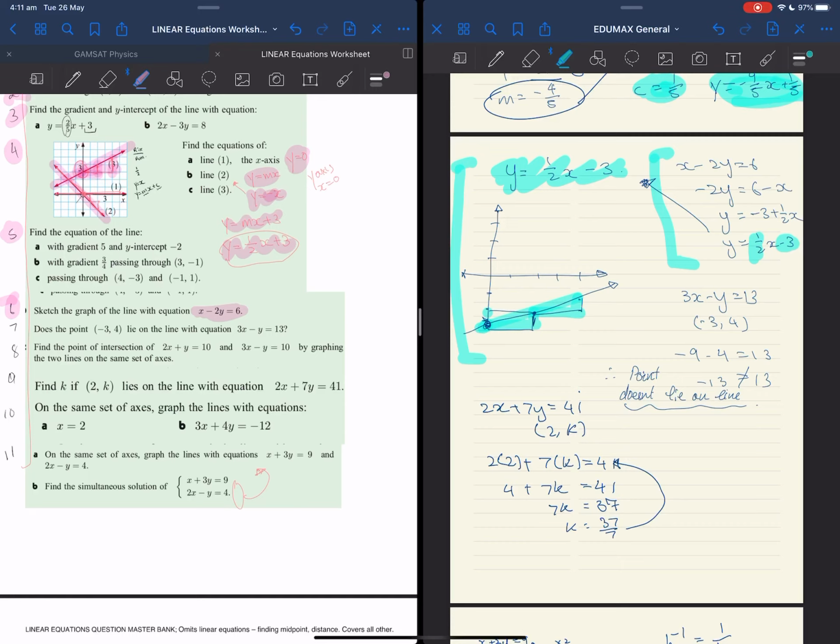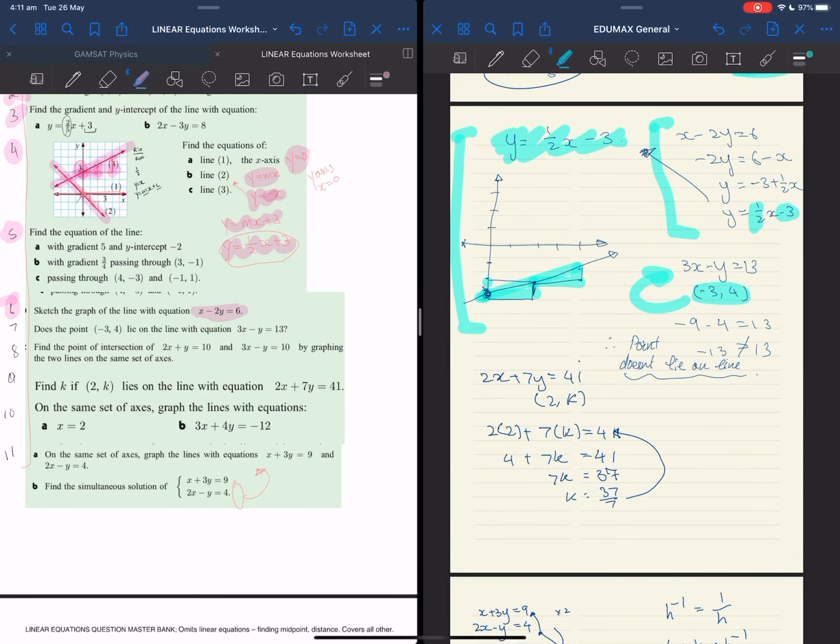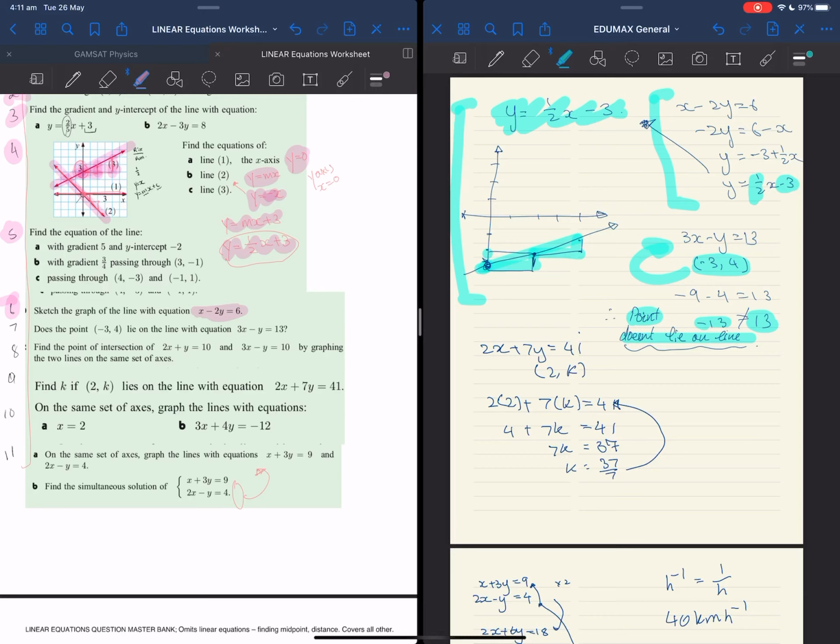Now, let's see. Question 7, does the point lie on that? Okay. How do we see? We just simply substitute these points into the equation, right? And if it's not equal, it's not on the line. In this case, you can see I substituted the values in, and it did not equal each other. Negative 13 is not equal to 13. Therefore, the point does not lie on the line. So we can say no.